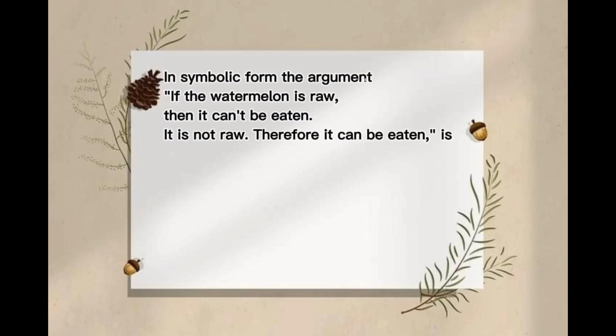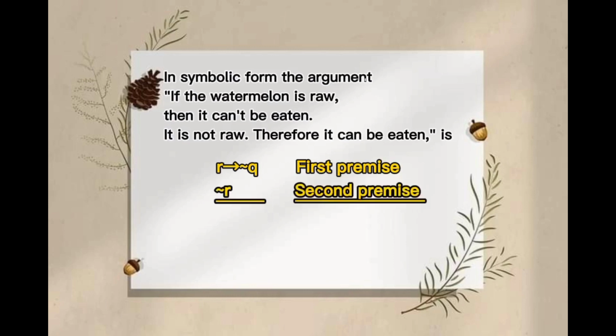So my argument starts here. If the watermelon is raw, then it can't be eaten. That is the first premise. So R implies not Q. Then it is not raw, not R. And for the conclusion, therefore it can be eaten. That is, therefore Q. So this is the entire argument, and it is in symbolic form.